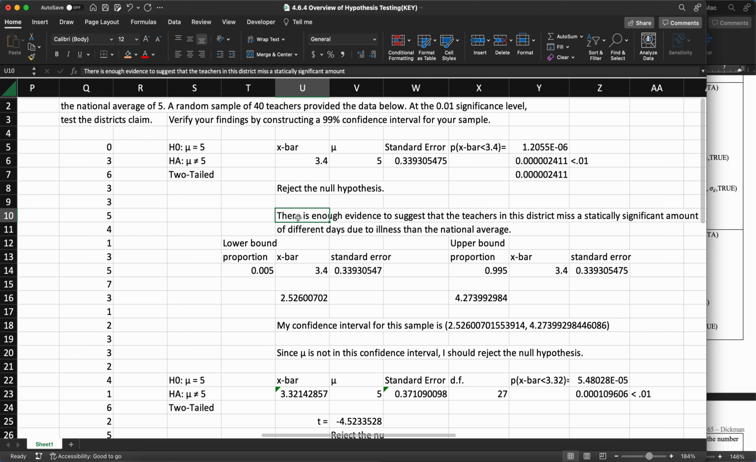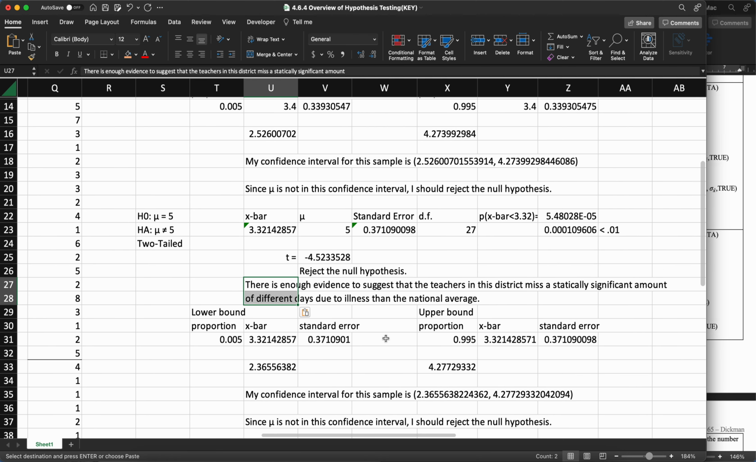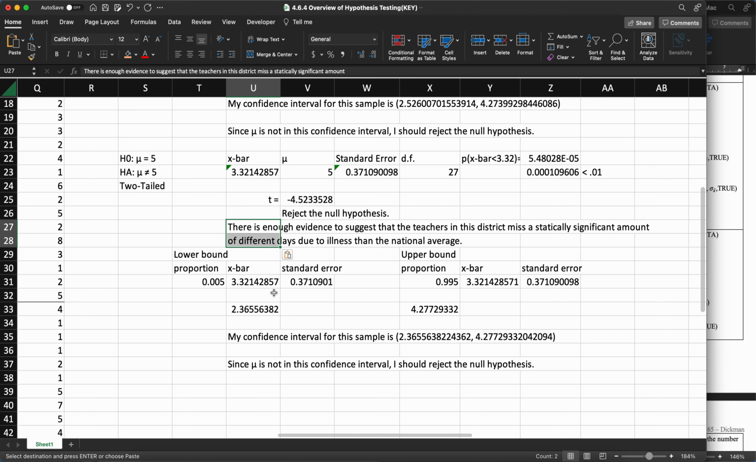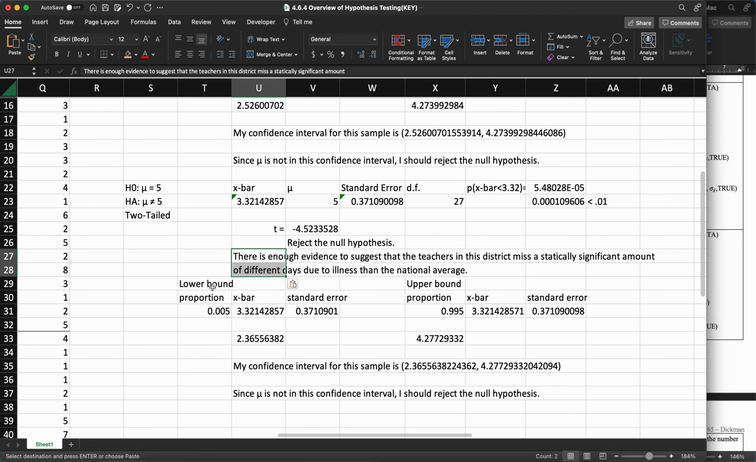And the reason is exactly the same, so I can actually copy and paste that. There is enough evidence to suggest the teachers in this district miss a different amount of days than the national average. So now let's go ahead and find the confidence interval for this.